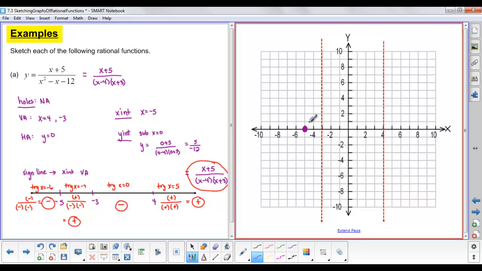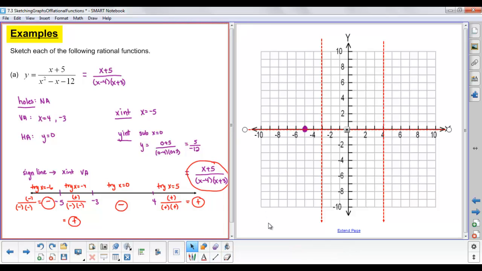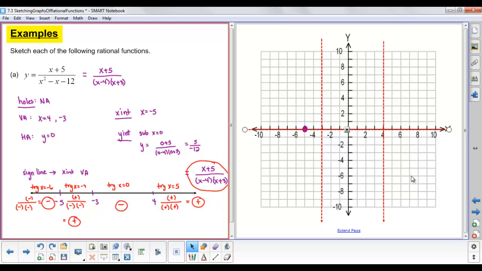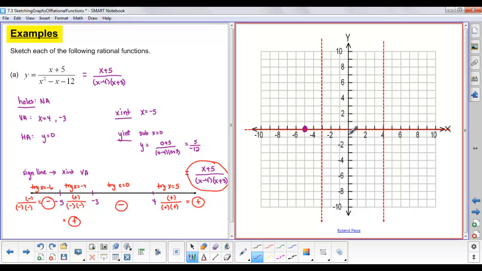We have a horizontal asymptote at y equals 0, so at our x-axis. So I can plot that as well. And again, remember from yesterday's investigation that it's okay to cross a horizontal asymptote, but never okay to cross a vertical asymptote, because the function doesn't actually exist at the vertical asymptotes. Okay, so the last thing we need to plot is the y-intercept, which is -5 over 12. And if we calculate that as a decimal, it's about -0.4. So we will plot that at -0.4, so somewhere in this area here.